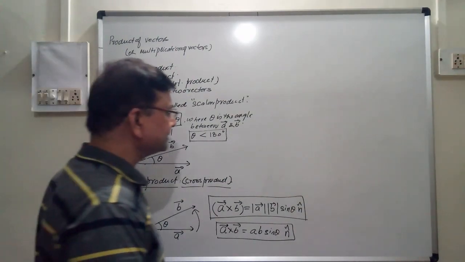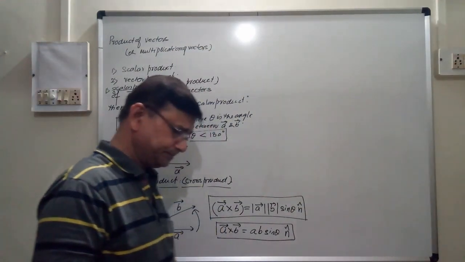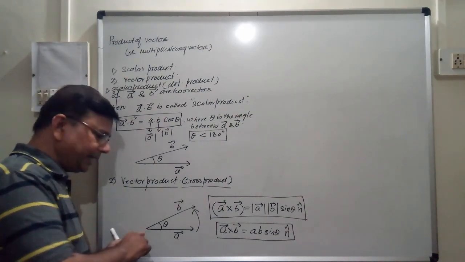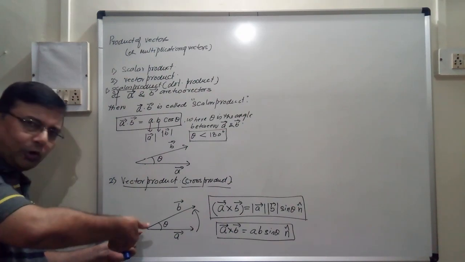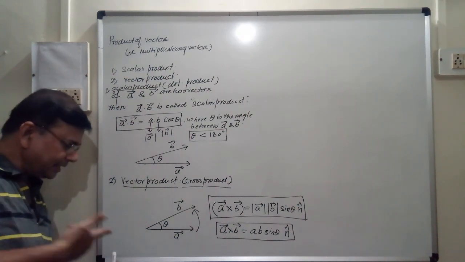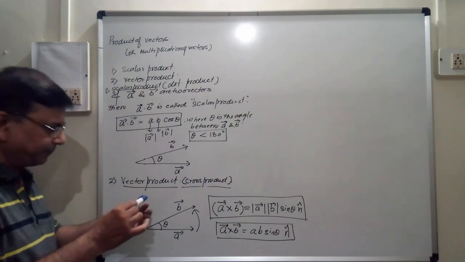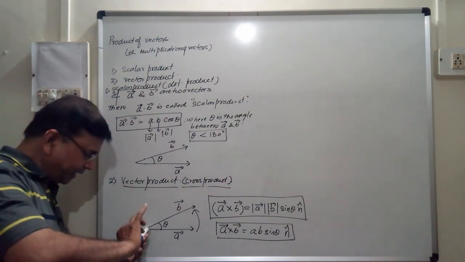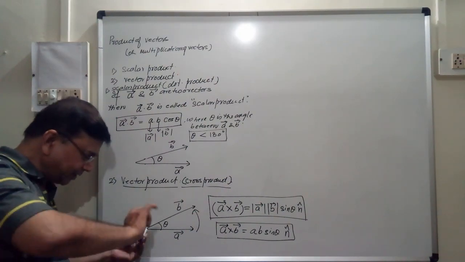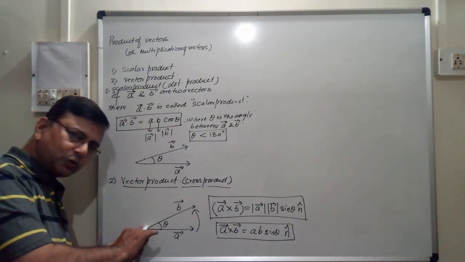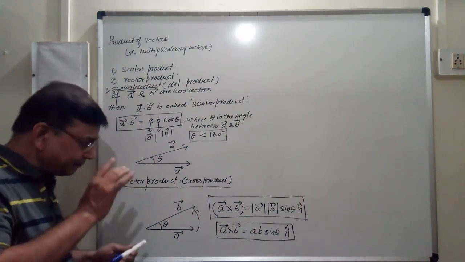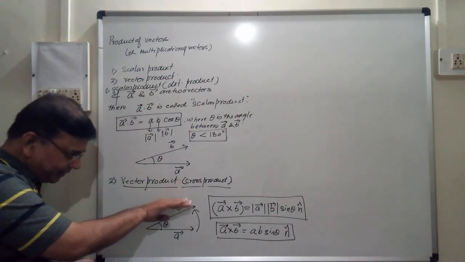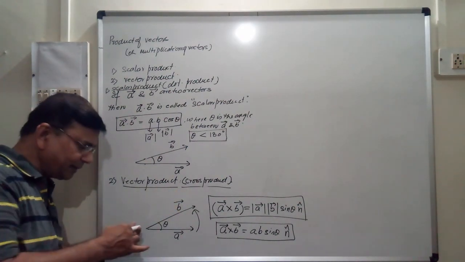So to understand this, the right hand screw rule: suppose you are putting a screw over here, and if you are turning it clockwise, the screw goes inside. See, this is the screw, it can be put like this. Now we are turning it this way. This clockwise turning I am giving to the screw means it will go inside. It means when we are taking the vector from B to A, then the direction will be inside.